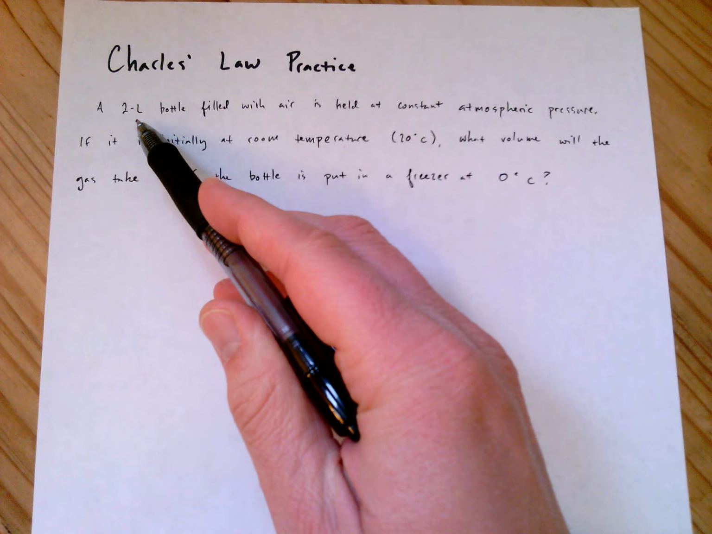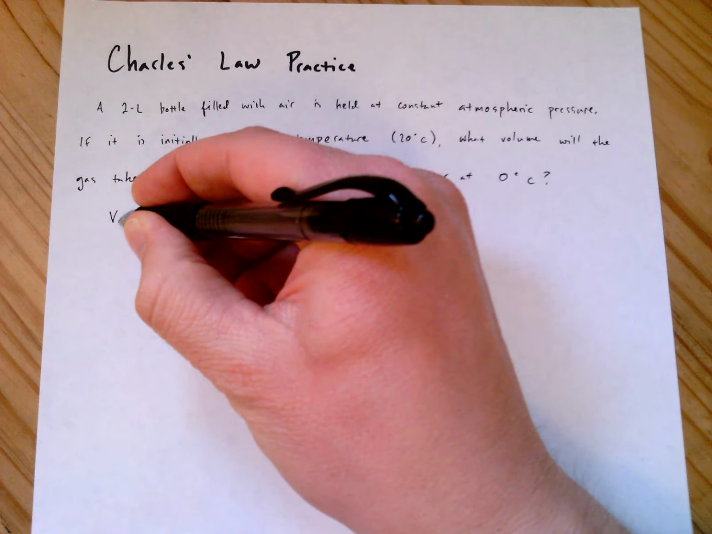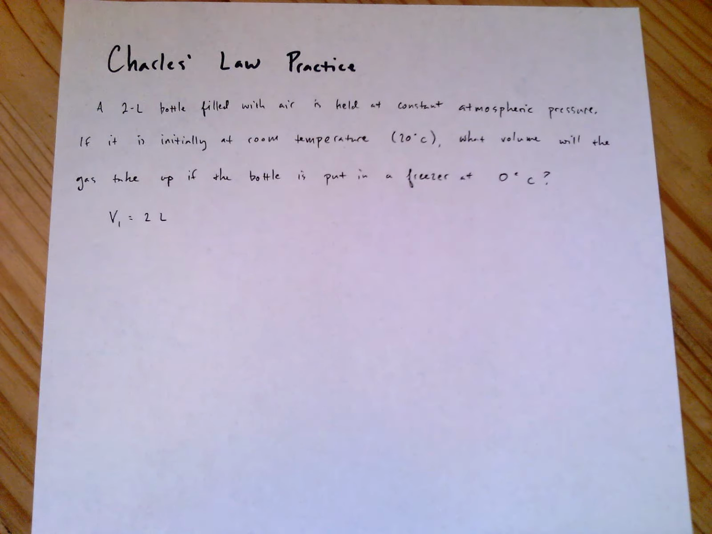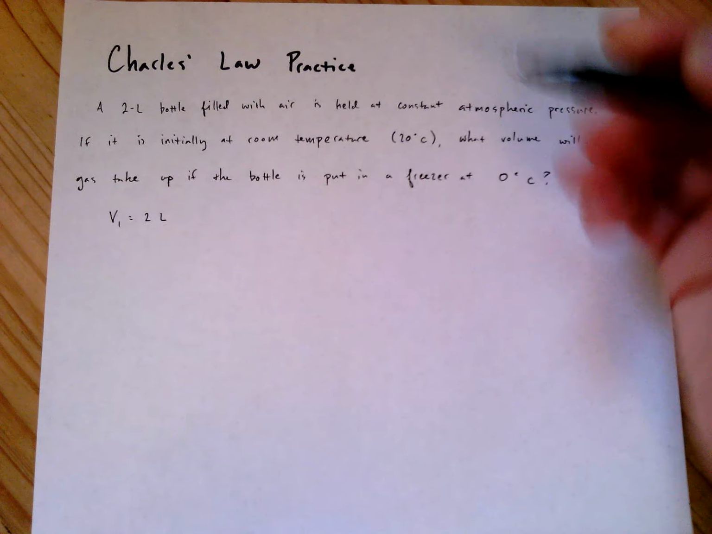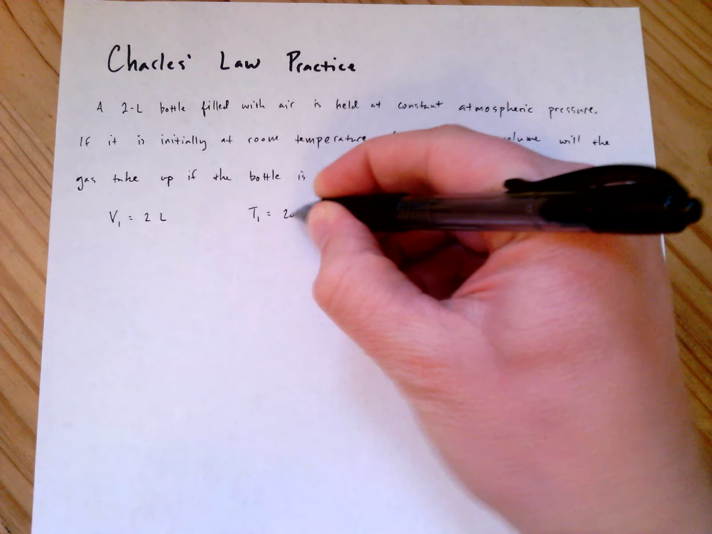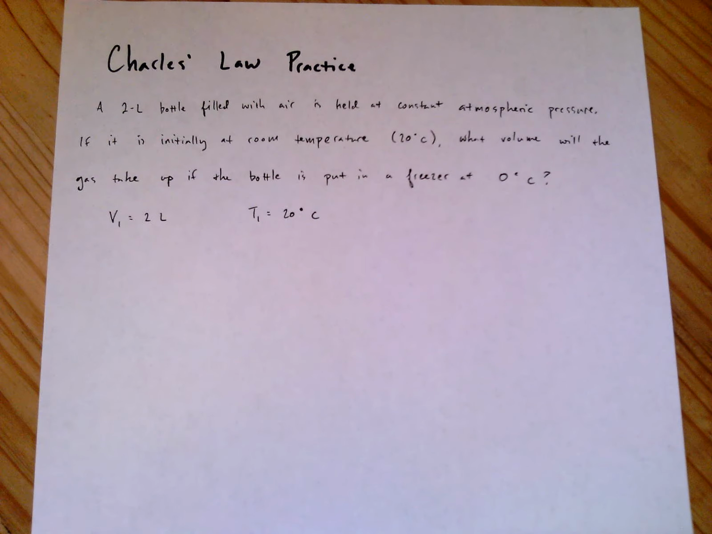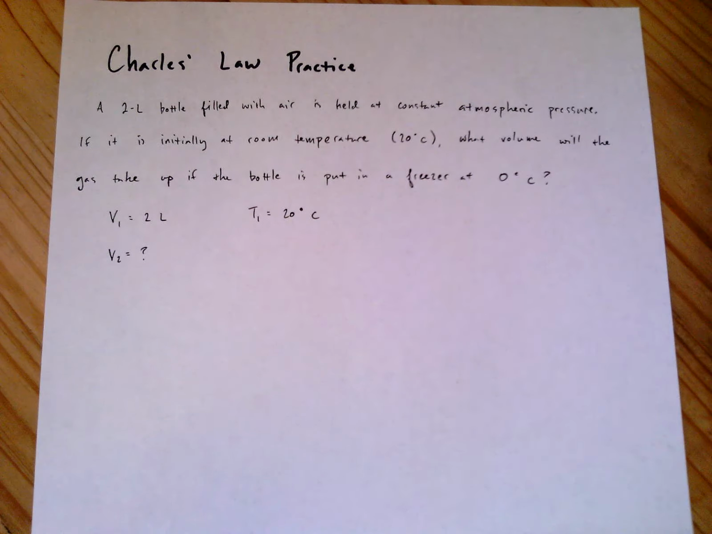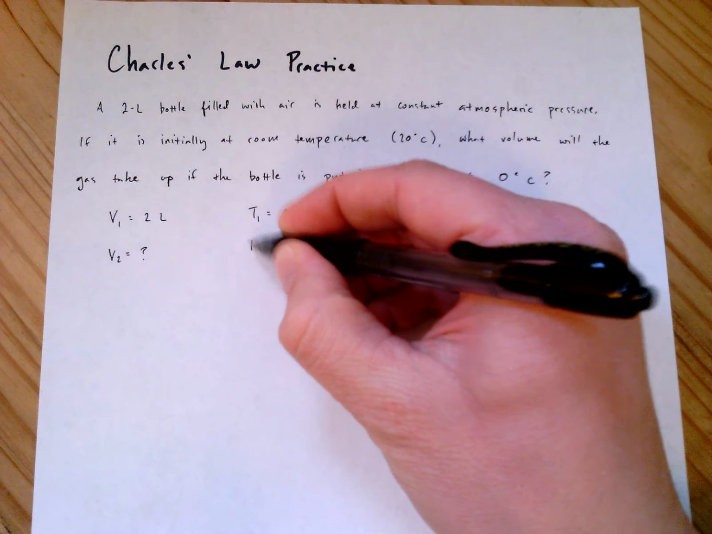A 2-liter bottle. All right, so I know liters is a volume. So volume 1, 2 liters. It's initially at room temperature, so we'll call that temperature 1, 20 degrees Celsius. What volume will the gas take up if the bottle is put in a freezer at 0 degrees Celsius? So we don't know volume 2.